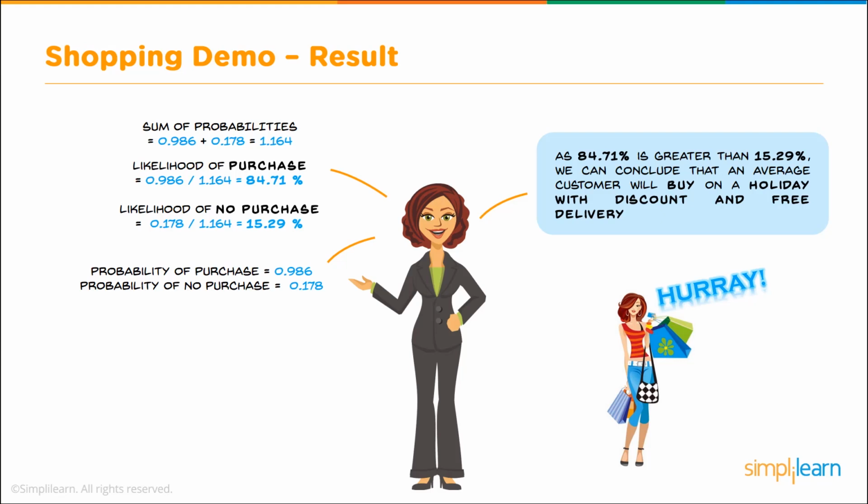And so the likelihood of a purchase is 84.71%, and the likelihood of no purchase is 15.29%, given these three different variables. So if it's on a holiday, if it's with a discount and has free delivery, then there's an 84.71% chance that the customer is going to come in and make a purchase. Hooray! They purchased our stuff. We're making money. If you're owning a shop, that's the bottom line, you want to make some money so that you can keep your shop open and have a living.